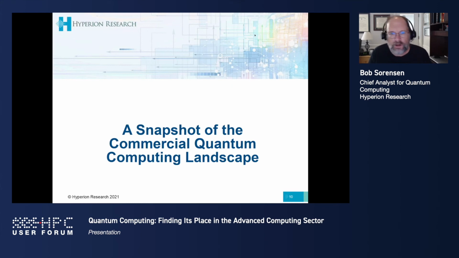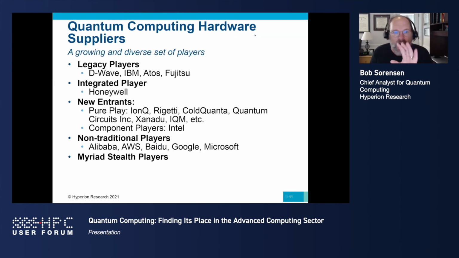I'm just going to give you a very quick overview of what's going on in the commercial landscape. A number of growing and diverse players. The kinds of folks you'd expect to see: IBM, Atos, Fujitsu, perennial IT suppliers who are looking at quantum as an alternate supplier of or a way to augment their existing advanced computing portfolio. We see integrated players like Honeywell who are trying to actually build quantum in some sense to support their own vertical product lines, or excuse me, horizontal product lines. A whole host of new entrants in terms of pure play quantum makers: IonQ, Rigetti, Cold Quantum, Quantum Circuit, Xanadu, IQM.